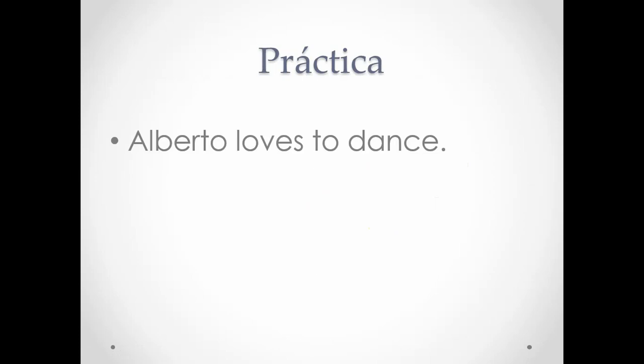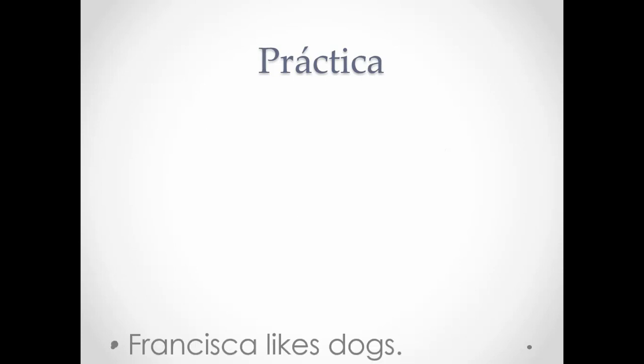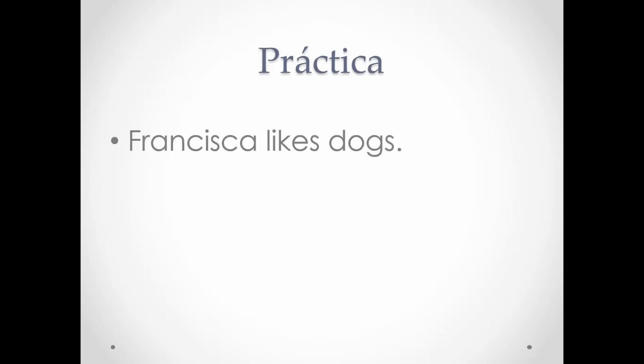Okay, some practice. Try on your paper to write the sentence, Alberto loves to dance. You may want to flip over to the front of your sheet. Alberto loves to dance would be, A Alberto le encanta bailar. If you use a name, you need a before it. One person in the third person, you put le right before the verb. The verb is encanta in the singular form because bailar is an infinitive, and we use encanta or gusta before an infinitive. Next up, Francisca likes dogs.